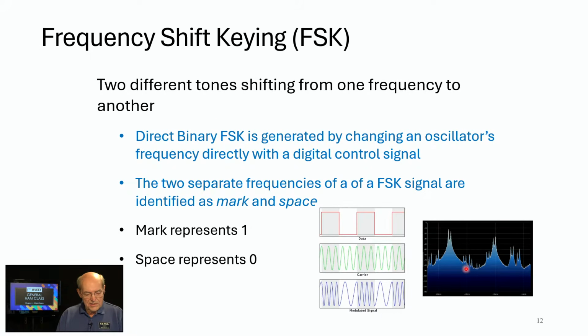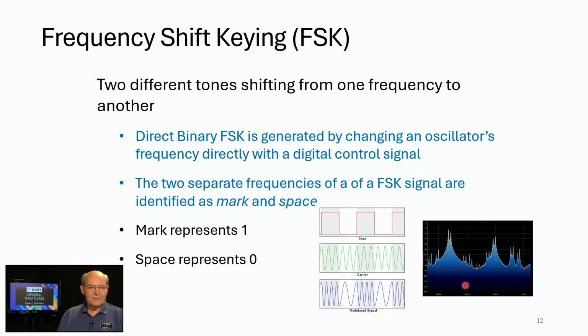And here's a spectrum display of some RTTY, radio teletype activity. And you'll notice that there are these two little spikes on each one of these signals. And that represents the 2 tones that I mentioned. So the 2 separate frequencies of an FSK signal are identified as mark and space. Mark represents a 1. Space represents a 0. And here are some different modulation methods to make that happen. And what it will look like on the air is something like this.